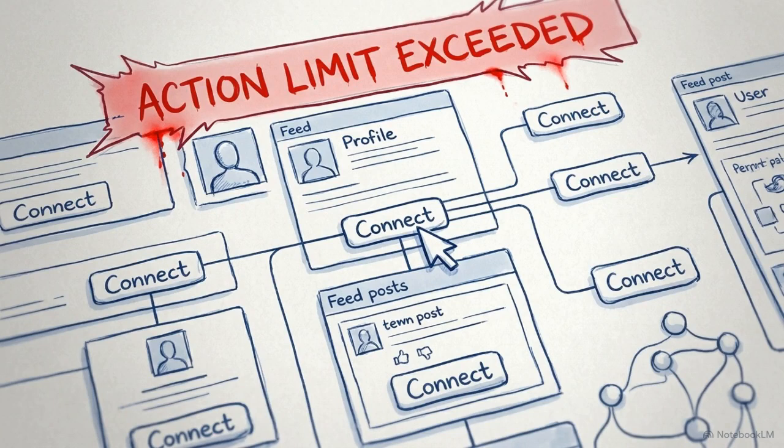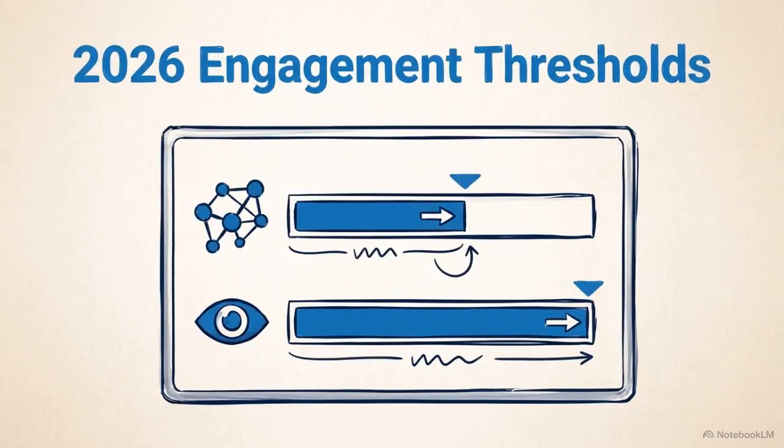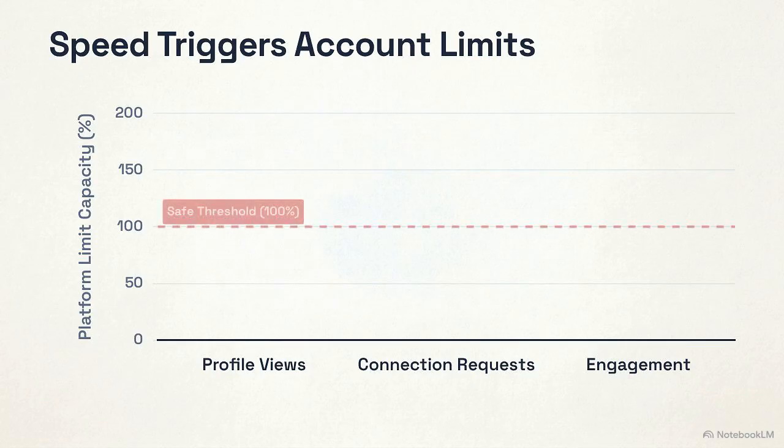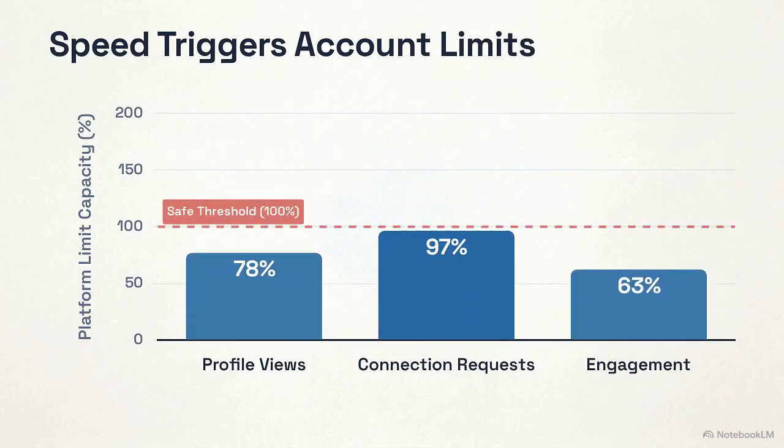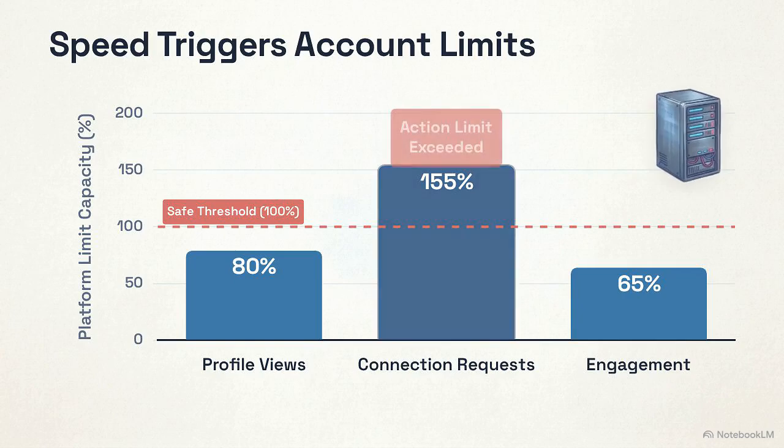Technical isolation hides your hardware footprint, but your behavioral velocity can still trigger automated restrictions. This graphic shows the strict numerical limits for 2026. A safe daily volume is capped at 15 to 25 connection requests and 80 to 100 profile views. If you configure your outreach tools to push past these specific boundaries, the algorithm detects the unnatural speed and places a temporary action limit on the profile.